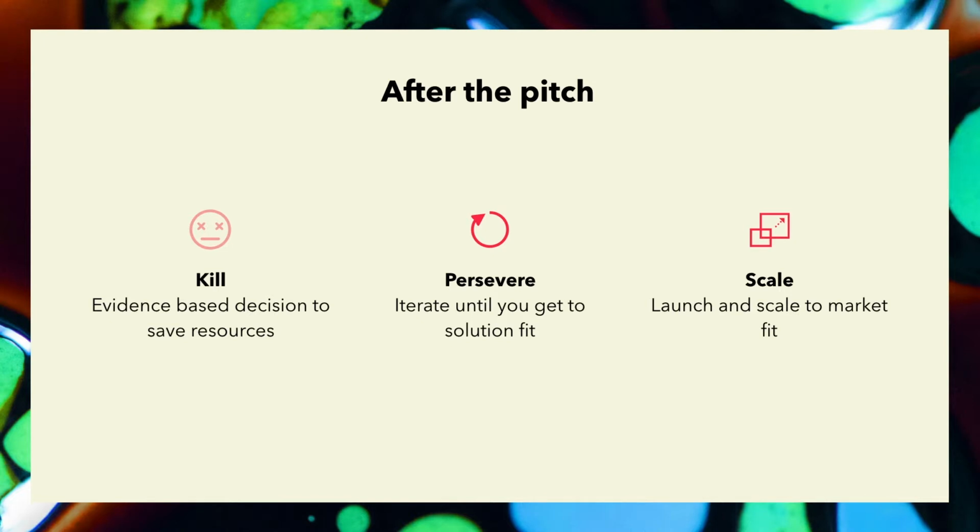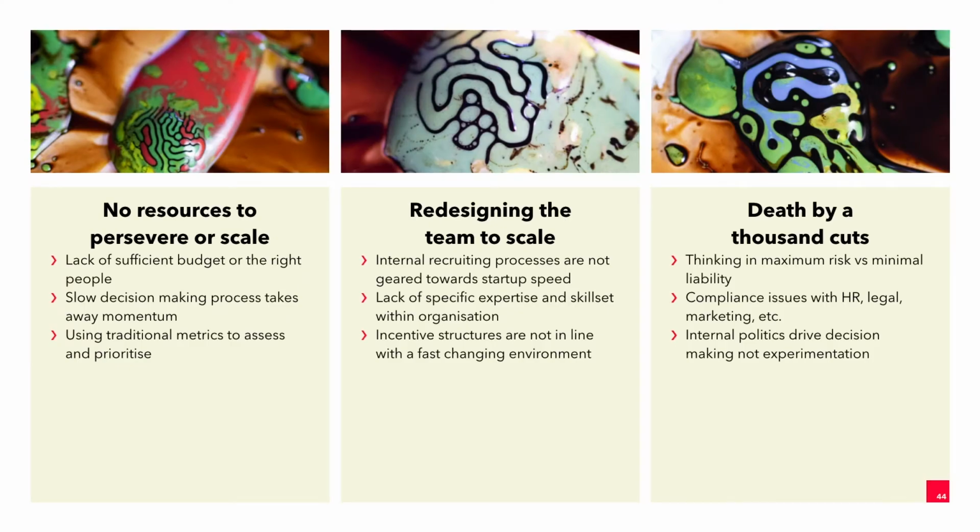There are typically three main challenges when this happens. The first one, there are no resources to persevere or scale. If those resources are there, then there is a challenge in redesigning the team to scale. If you actually manage to redesign your team and you start scaling, then you face what we like to call the corporate immune system, where your attention gets drawn away by the traditional processes and you face death by 1,000 cuts. So let's look at all of those three in detail.